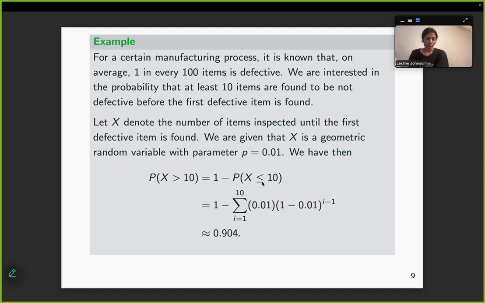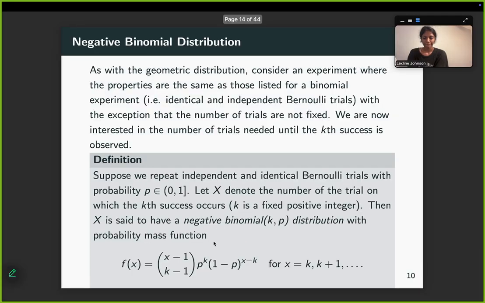the probability of x equals 0, x equals 1, x equals 2, x equals 3, all the way to x equals 10. So we can just find the summation here from our probability of success, which is 0.01, times our probability of failure, 1 minus 0.01, to the power of i minus 1. So i would start out as 1, and then it would go all the way up to 10. And then when we get the summation, we have our probability of x is less than or equal to 10. And when we solve for this, we get our answer, which is 0.904.